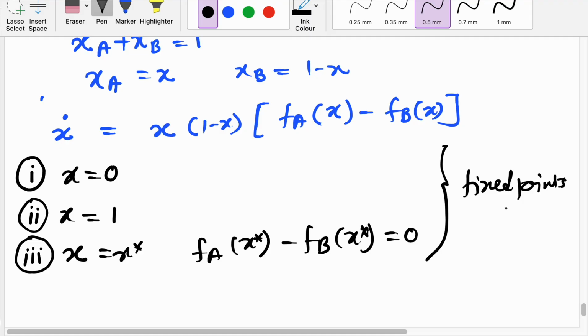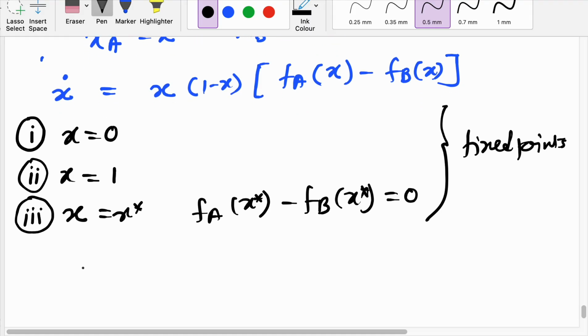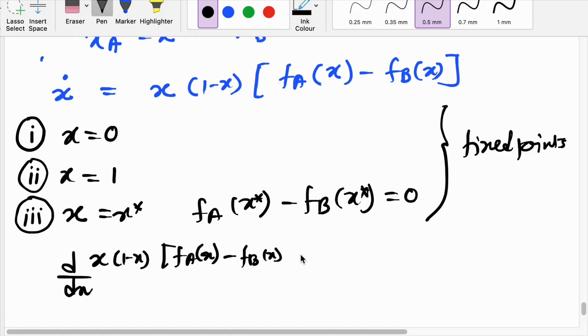By now, using linear stability analysis means I have to calculate the first derivative of the velocity, that is d/dx of x dot, or this function x(1 - x)(fA(x) - fB(x)), at every fixed point to check whether the fixed point is stable or not.